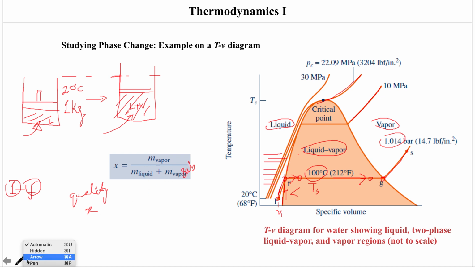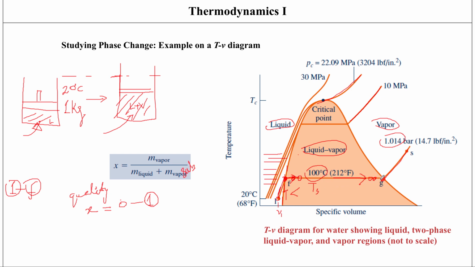The value of quality here ranges from X equal to 0 until 1. A value of 0 means that our mixture is completely liquid, because no vapor mass exists. And a value of 1 means that our mixture is completely vapor. In the middle, if we are closer to 0, we are closer to this point. If we are closer to 1, we are closer to this point. So if your quality is 0.9 something, you are probably somewhere close to here. And if your quality is 0.1, you are probably still somewhere here. So quality is what determines where we are on this liquid-vapor mixture line.